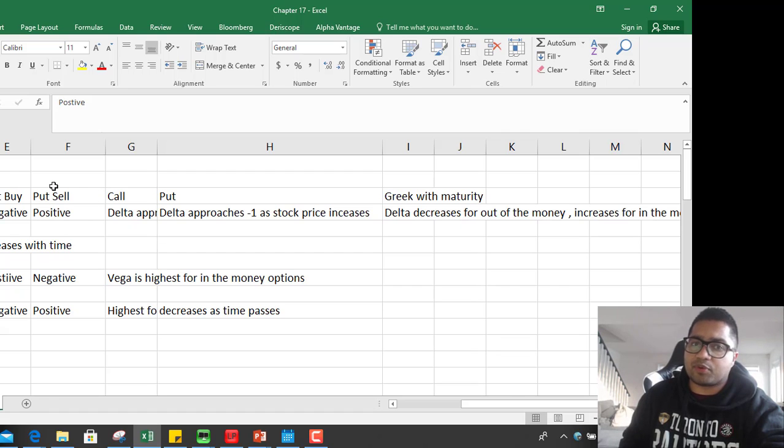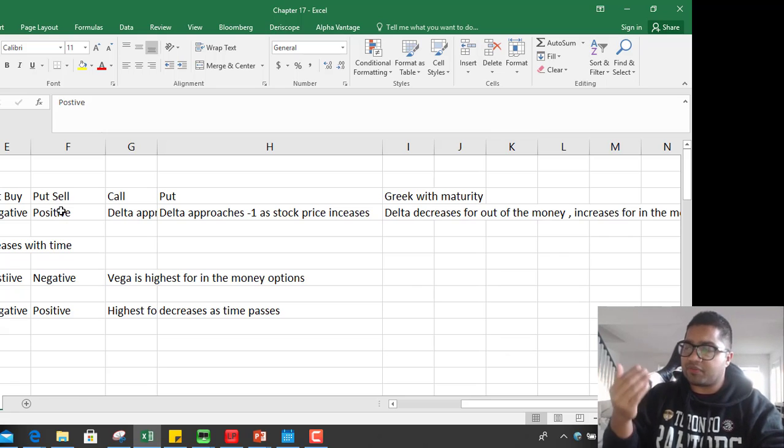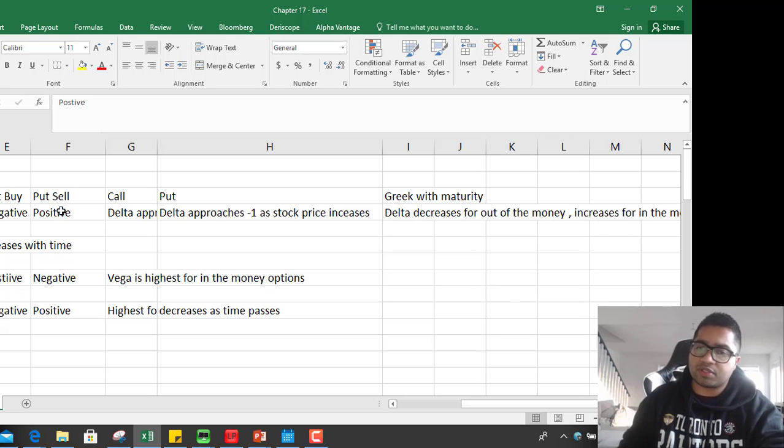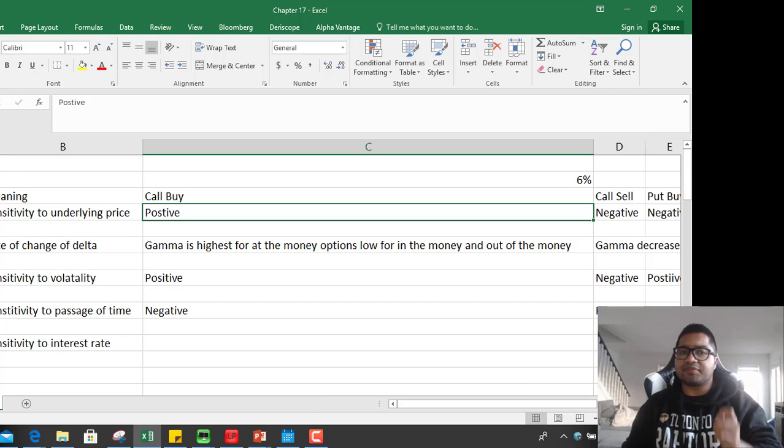Okay, and in the same way, for a put option seller, delta is positive. So price movements are related. If price goes up, the put option seller benefits. If price moves down, the put option seller loses money. So this you have to remember. What is delta? Delta is the sensitivity of options to the underlying price.